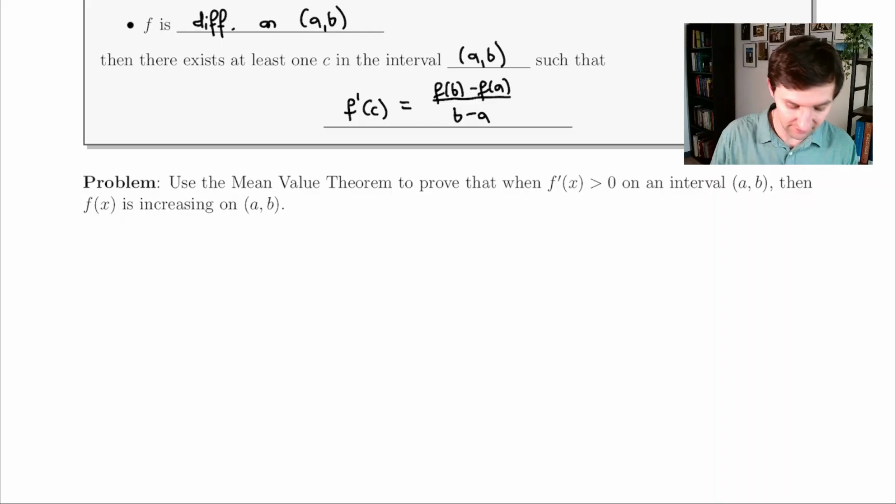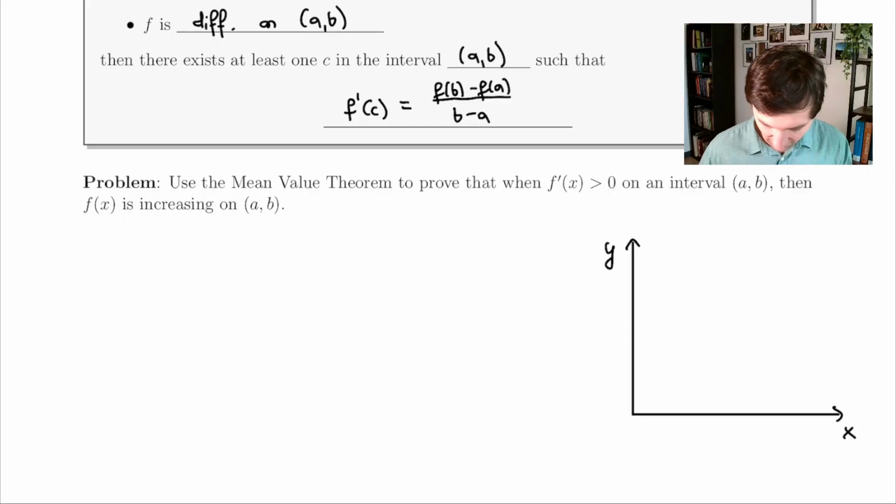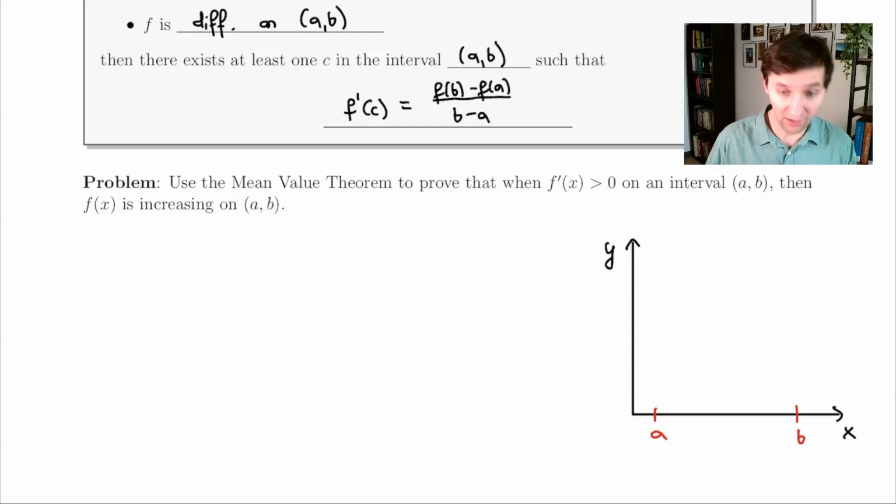Let's visualize this. Here is the y-axis. Here is the x-axis. On the x-axis, we have two numbers, a and b. What does it mean that the function is increasing between a and b? I believe that means the following. If I choose any 2 points between a and b, for example, this point and this point, let's give those points names. Let's call them x1 and x2.